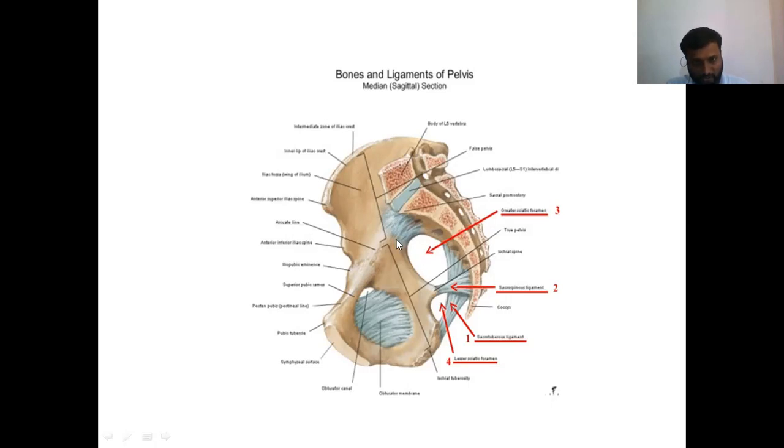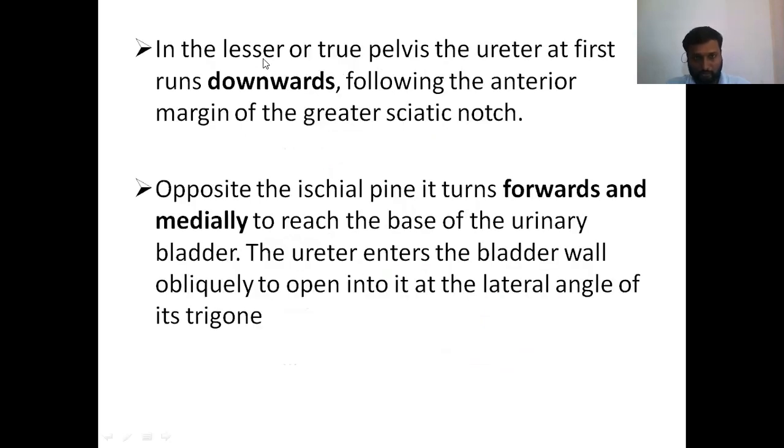So here it runs downward along the anterior margin. Correct? At the level of this ischial spine, it turns forward. Now we'll see. So the point is clear. It runs downward along the anterior margin of the greater sciatic notch. Opposite to the ischial spine, it turns forward and reaches the urinary bladder. So this is the course of the ureter.